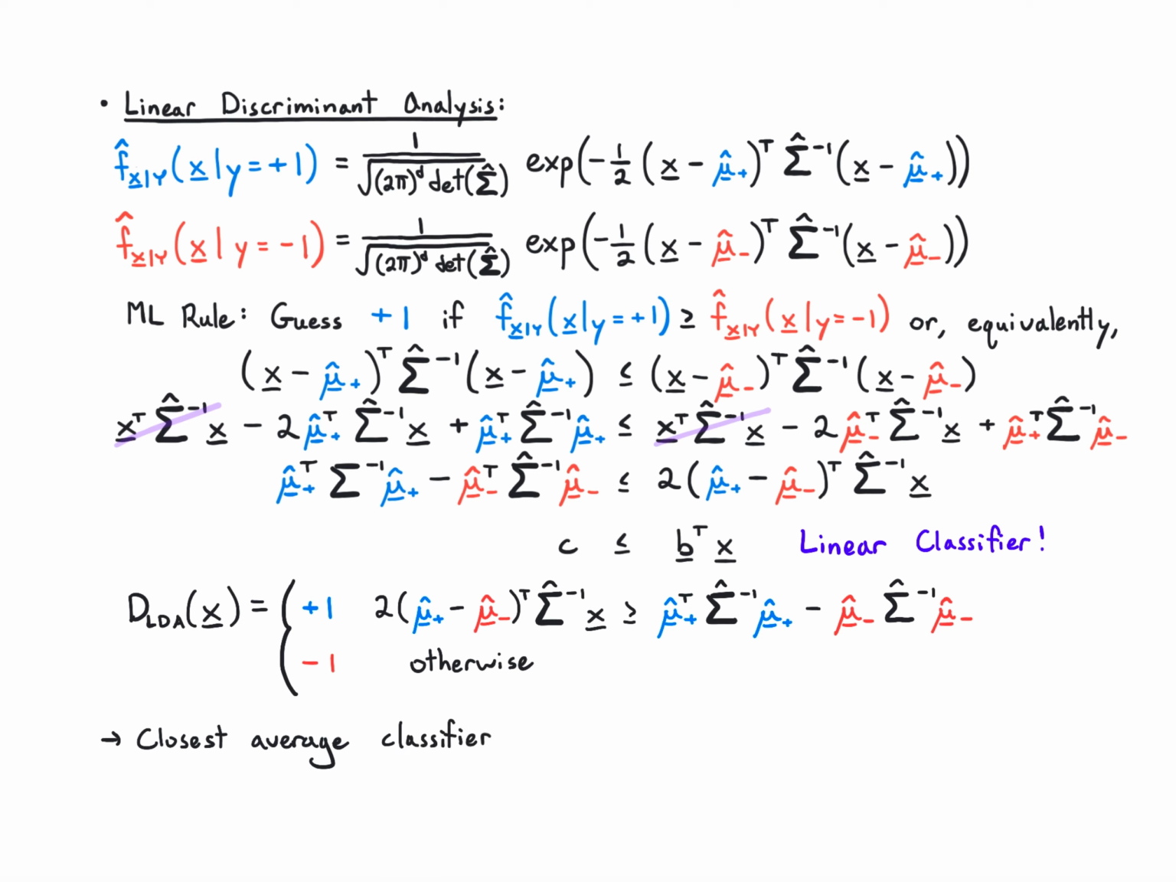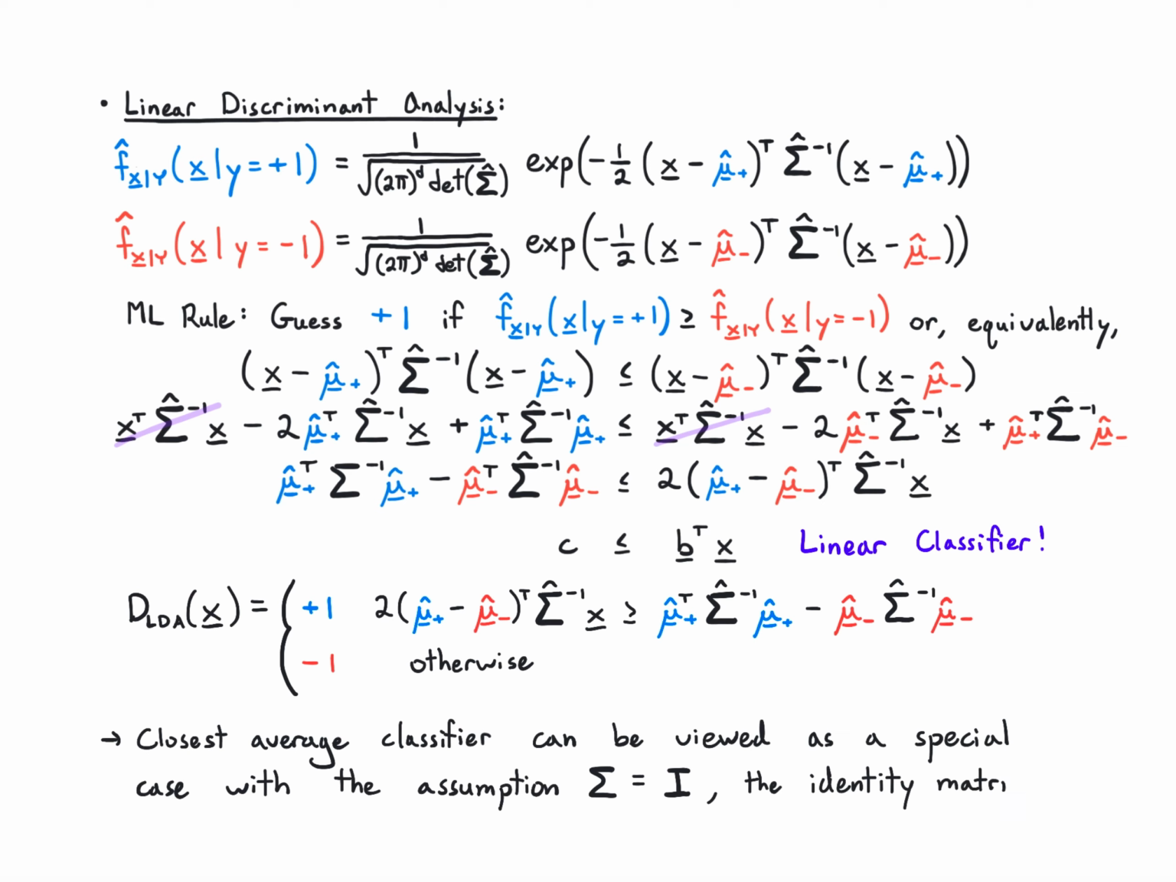So the closest average classifier could have actually been viewed as this classifier, the linear discriminant analysis, where I was actually taking the assumption that the covariance matrix is the identity matrix. That's just a little note: if you went and plugged in sigma equals identity, then you would have gotten something that looks like what we were doing before.